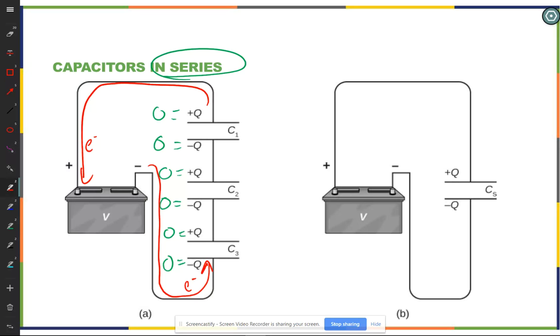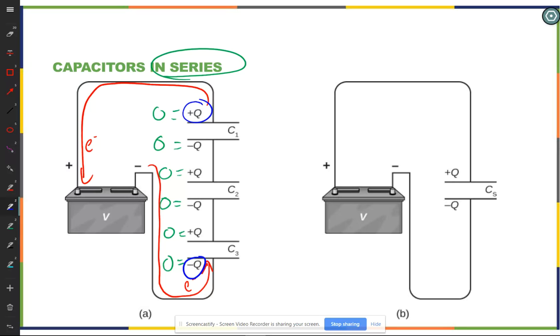So I have to have this charge here and this charge here. Those have to be the same magnitude. It's just one is positive and one is negative because the electrons left the top of the positive side and they went to the bottom of the negative side.